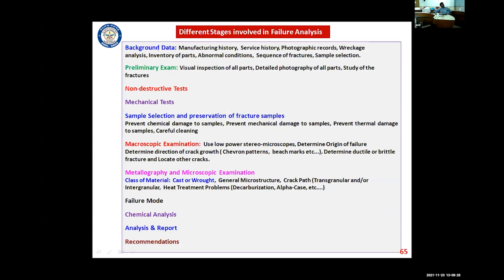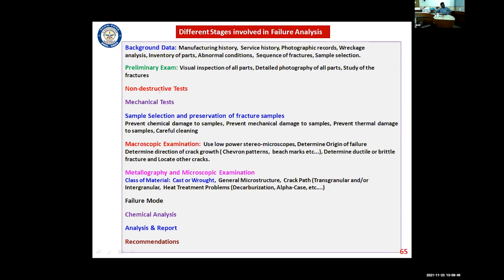So basically, we have to collect the background data. What is the manufacturing history, service history, photography, and also inventory of parts, abnormal conditions. What conditions are there? And preliminary examination, visual examination is very important actually. And we also do detailed photography of all parts. We'll do the non-destructive tests.